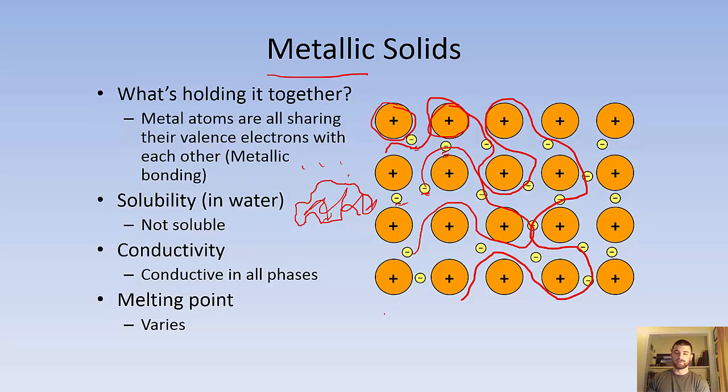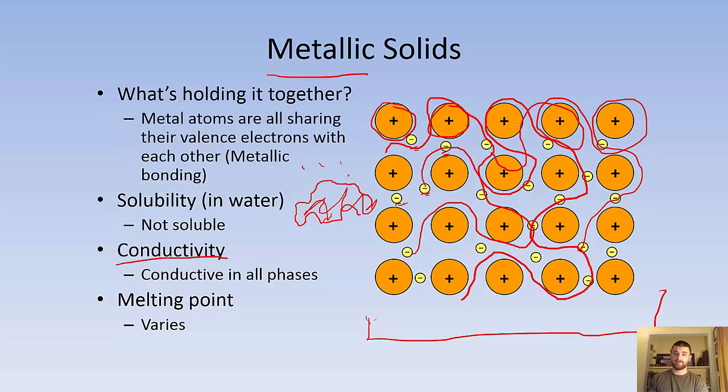Conductivity. Metals will conduct in all phases. Now remember, conductive means it can carry electricity. So if we're looking at a metallic solid, can there be moving charges? Absolutely. Those electrons are free to go wherever they want. So this is going to conduct electricity because we can have charge flow from one end to the other because we have mobile charges.